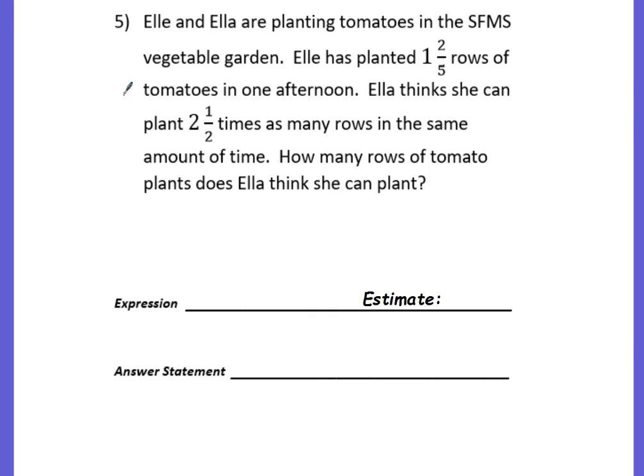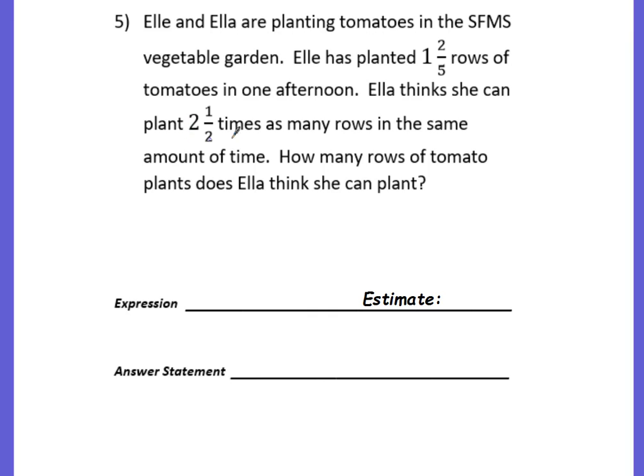Elle and Ella are planting tomatoes in the Spring Forest vegetable garden. Elle has planted 1 2/5 rows of tomatoes in one afternoon. Ella thinks she can plant 2.5 times as many rows in the same amount of time. How many rows of tomato plants does Ella think she can plant?